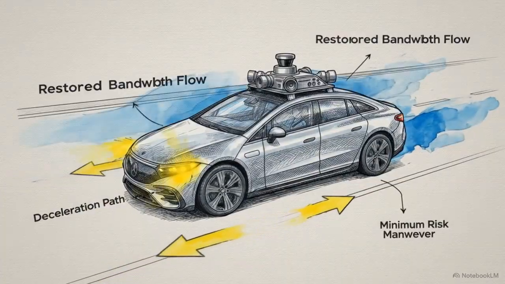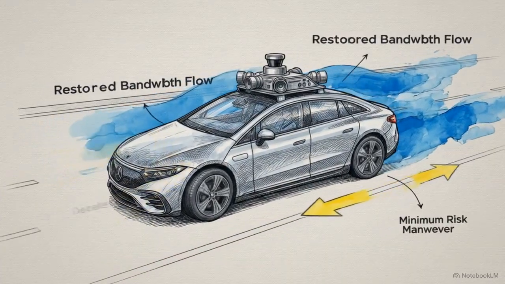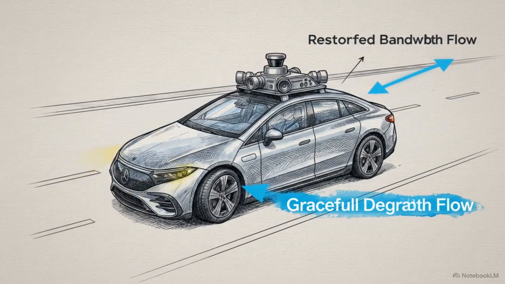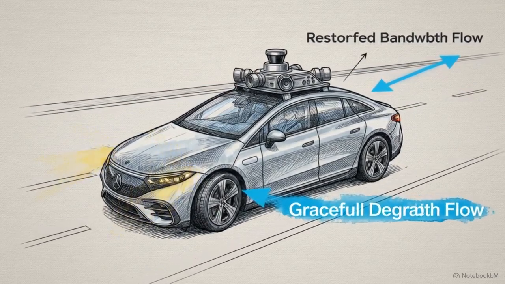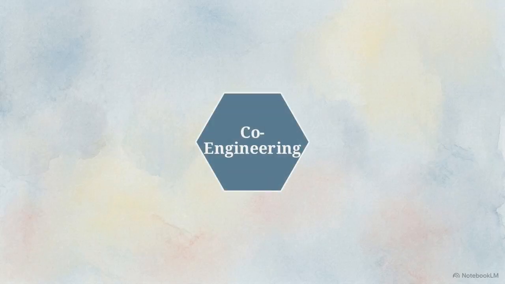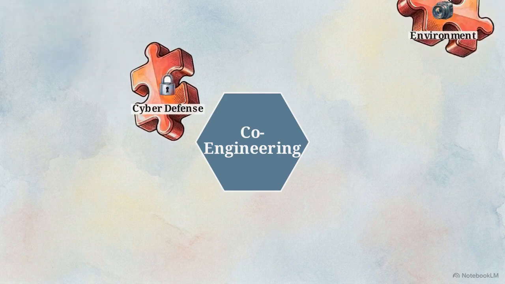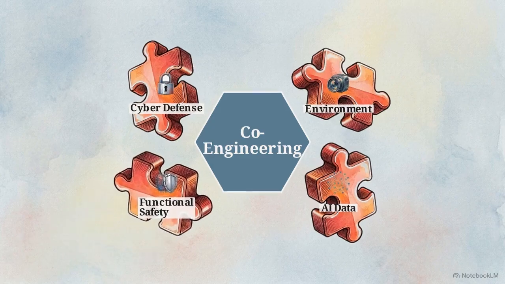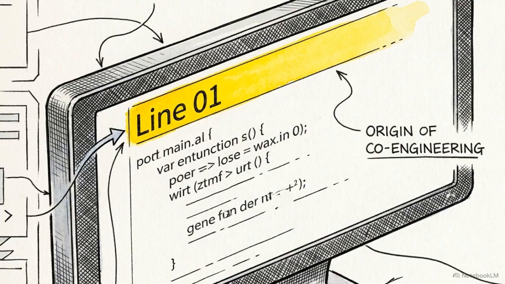Using this restored bandwidth, the vehicle drops out of Level 4 autonomy. It executes a minimum risk maneuver, safely decelerating and steering to the shoulder. Modern autonomous safety cannot exist in silos. The physics of the road and the logic of the network are inextricably linked. Building secure, safe automated vehicles requires the rigorous co-engineering of cyber defense, environmental parameters, AI data validation, and functional safety, starting from the very first line of code.